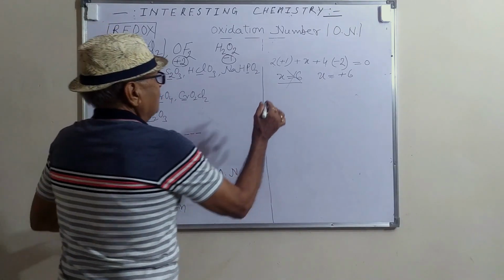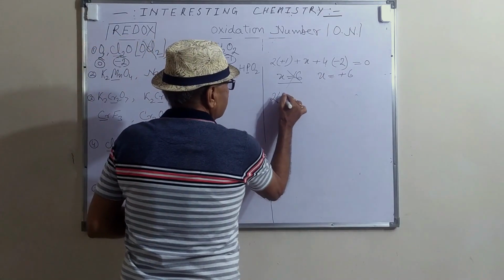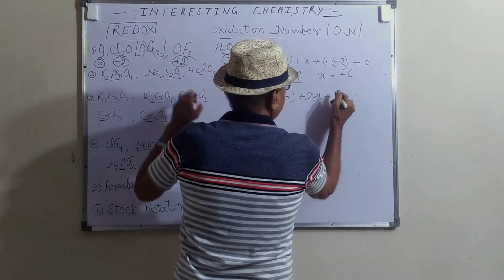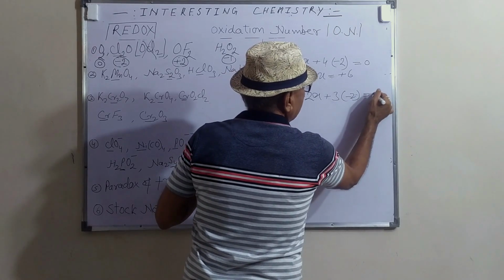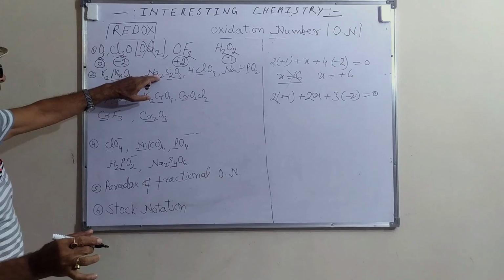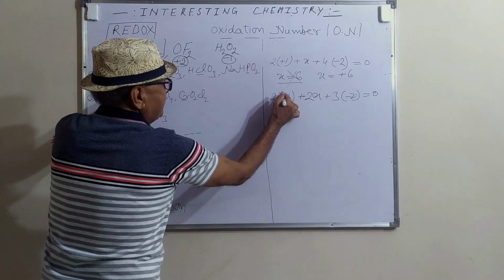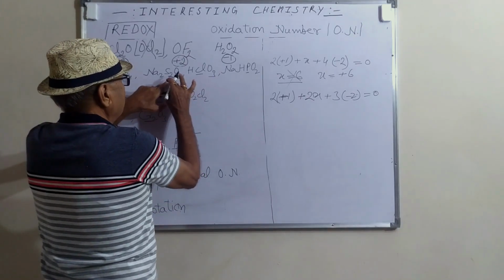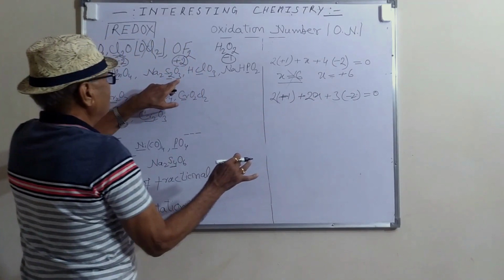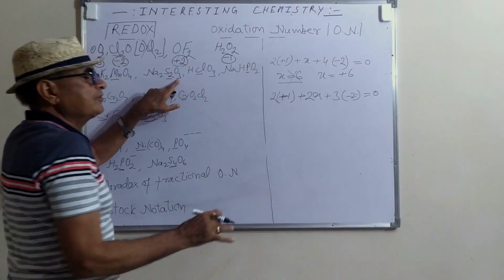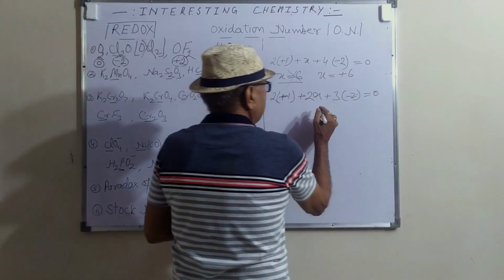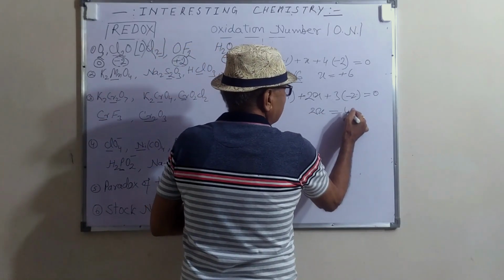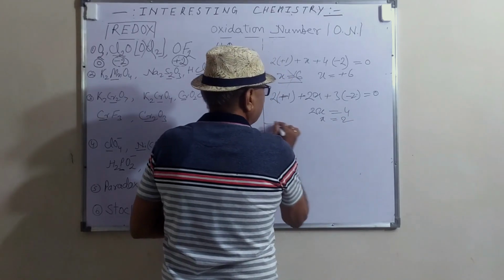Next, Na2S2O3. For 2 Na into +1, plus 2x for S2, plus 3 into -2 for the three oxygens, is equal to 0. This is the equation. +1 is the oxidation number of sodium, for S2 you have to calculate 2x, and there are 3 oxygens with oxidation number -2. So 2x is equal to -6 plus 2, which is -4. So x is equal to +2. This you can write.